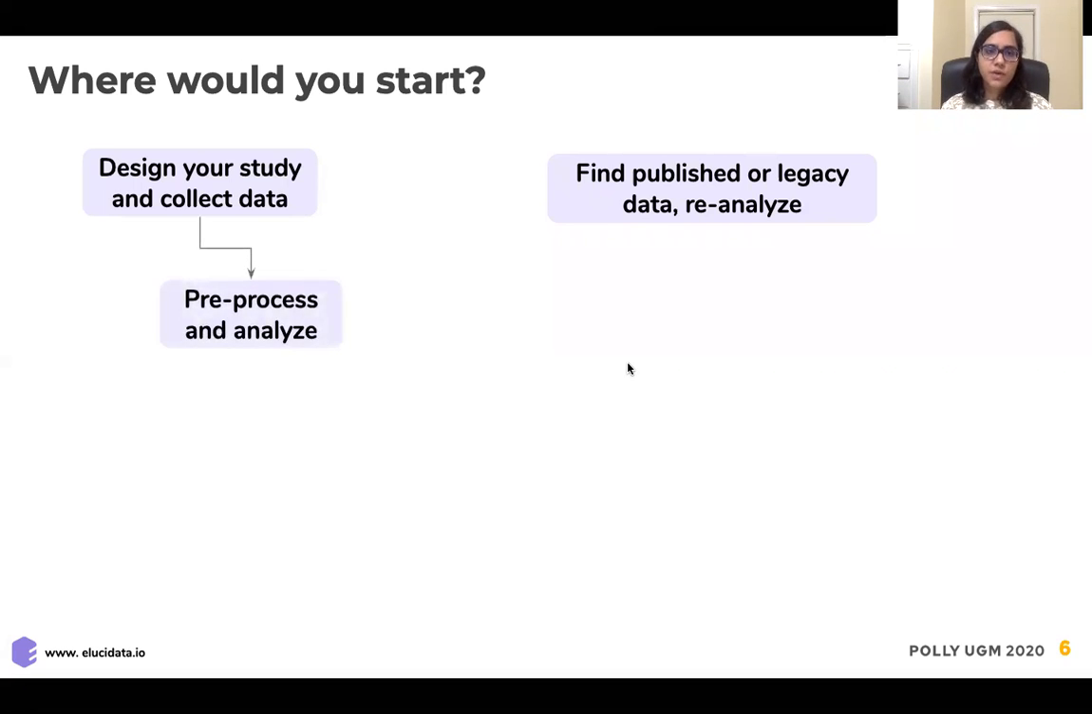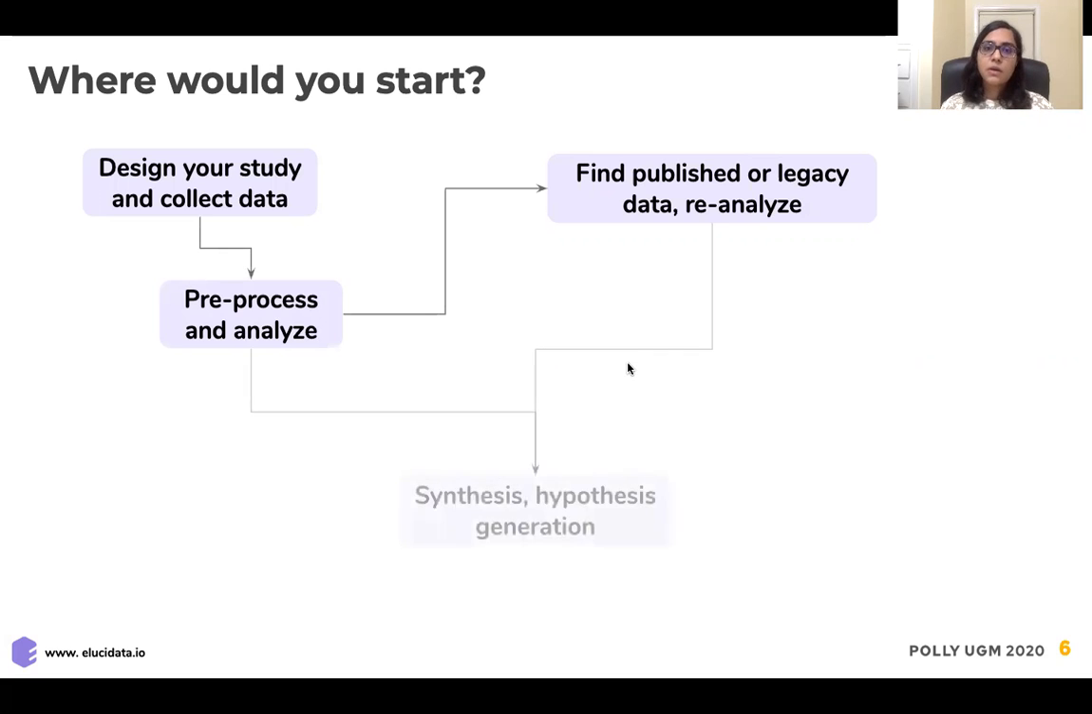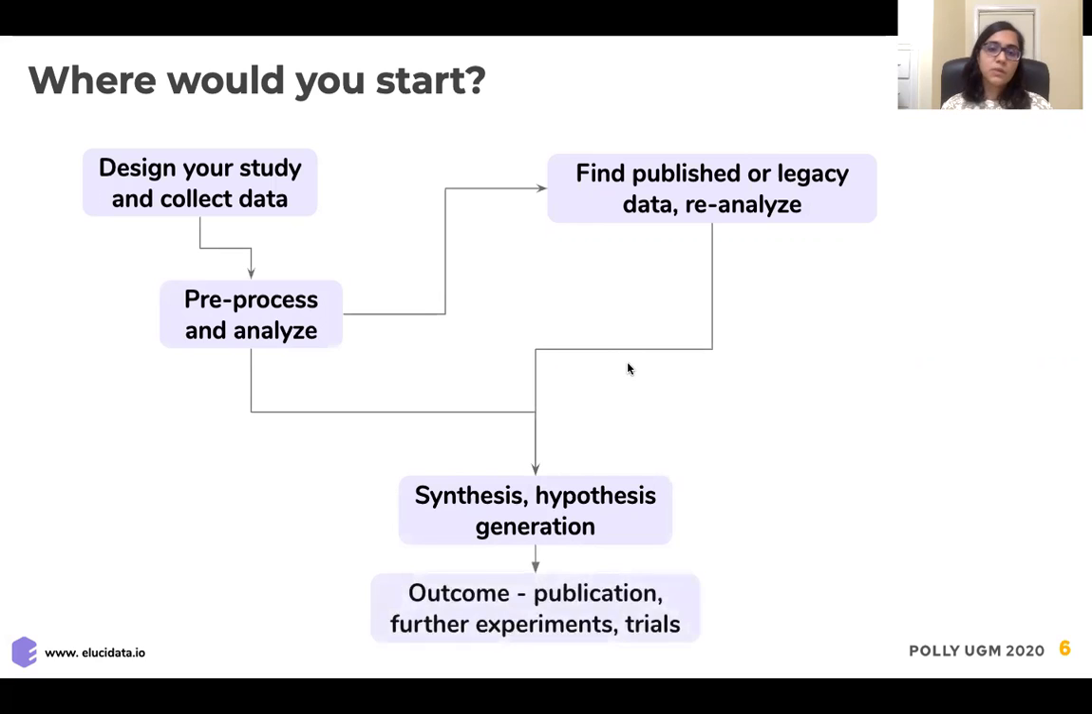If you go the first route, you would need to actually collect this data, pre-process it, and analyze it. You would then still need to go and do a literature search and find other data sets published by other research teams and compare your results with those. In both of these cases, you would synthesize your findings, you would generate new hypotheses, and there would be a research outcome, whether that's a new publication, whether those are further experiments, or if you're very lucky, you could be straight away going to trials.